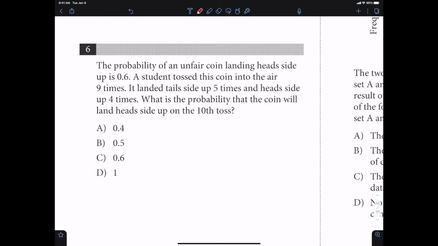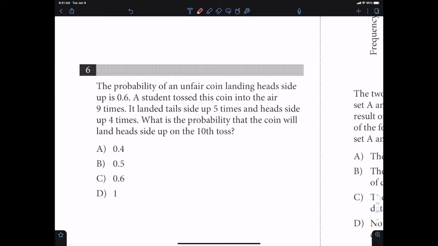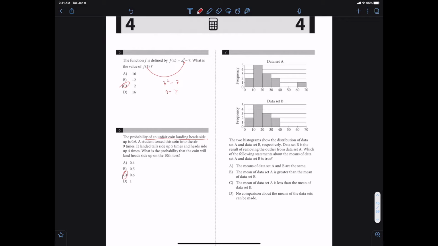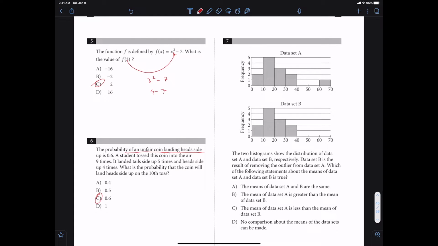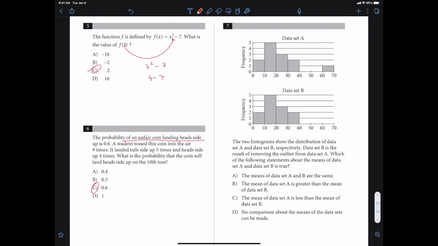The probability of an unfair coin landing head side up is 0.6. An unfair coin, okay. A student tossed this coin into the air 9 times. It landed tails side up 5 times and head side up 4 times. What is the probability that the coin will land heads side up on the 10th toss? It's 0.6, right? Remember, they literally tell us the answer. The probability of an unfair coin landing head side up is 0.6. So regardless of the toss, the probability is always going to be 0.6 for each independent toss. Remember, the tosses are independent of each other and do not rely on how many you've already done. That's how probability works.